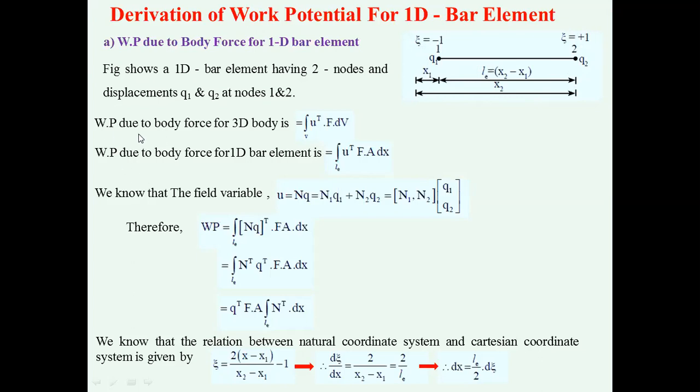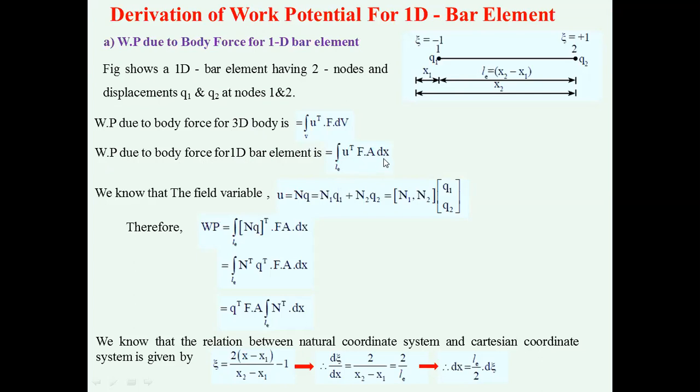We know that the work potential due to body force for 3D body is given as volume integral u transpose f into dv. This is derived in module 1. Now replace from 3D body to 1D bar element. So the work potential due to body force for 1D bar element is given as line integral, replacing volume with the line integral, u transpose f, and you replace the dv as A into dx.